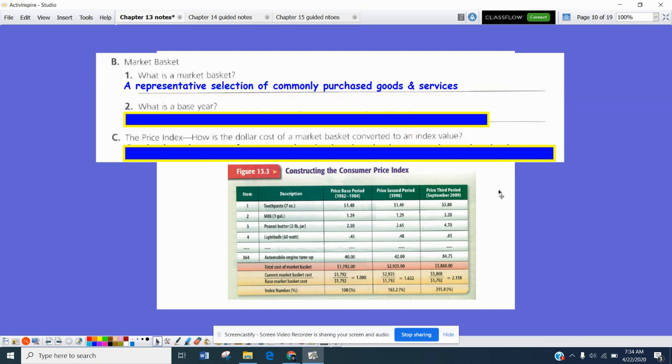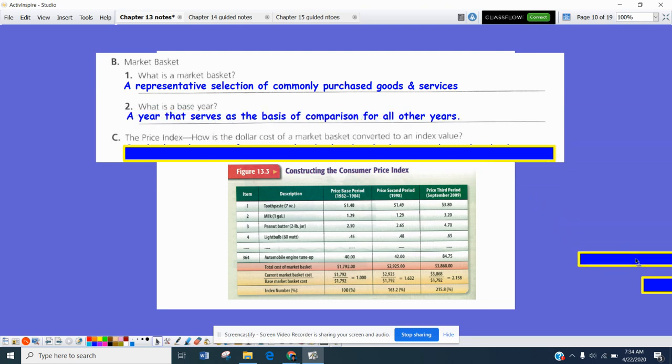So, what is a market basket? It's a representative selection of commonly purchased goods and services, and you can see that here in the chart. Base year is basically a year that serves as the basis of comparison for all other years. So we might arbitrarily take the year 2000, and compare all the prices happening currently back to the year 2000 to see whether prices have gone up or down. But we might also want to think about the average monthly income, because that obviously has probably changed in the course of a couple of decades.